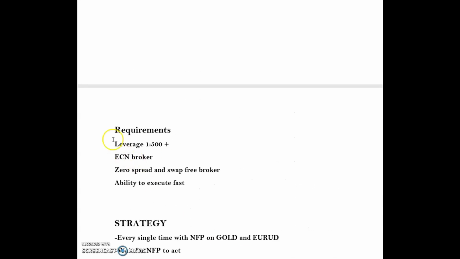As simple as that. Leverage 1:500 and above. I have heard many people saying leverage is a bad thing, it's a double-edged sword, blah blah blah. No, use the maximum leverage. Use the maximum leverage possible. It's not a double-edged sword, whatever people say it is, and you should be able to use it to your advantage, right?